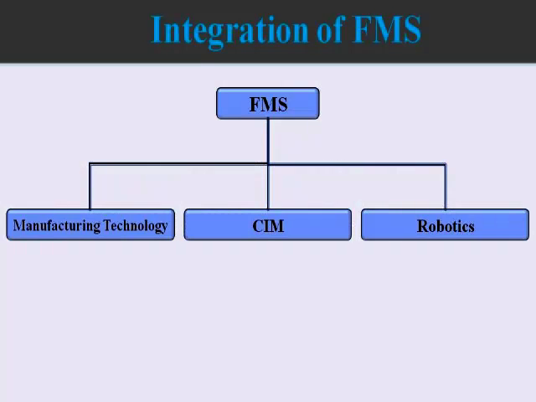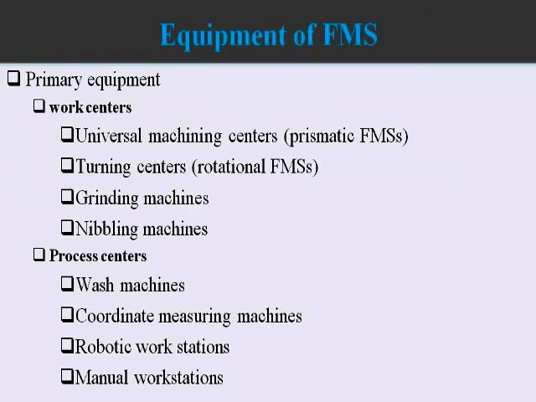Integration of FMS: we can divide the equipment into primary equipment and secondary equipment. Primary equipment includes work centers. What are the work centers? Like universal machining centers, horizontal machining centers or vertical machining centers, and in certain machining centers both facilities are available. Also turning centers, grinding machines, CNC grinding machines, CNC nibbling machines, and processing centers like CNC washing machines, computer numerical control coordinate measuring machines (CMMs), robotic workstations, and certain manual workstations.